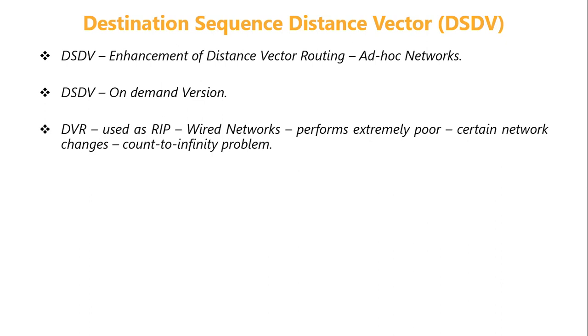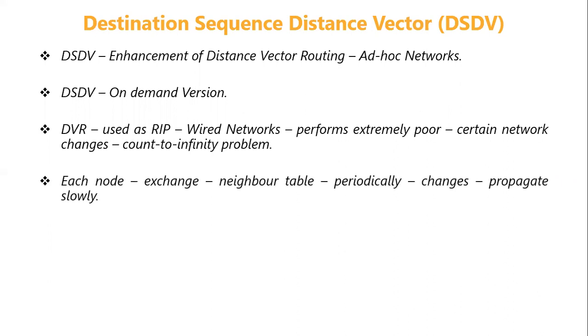Distance vector routing is used as the RIP protocol, routing information protocol, in wired networks. It actually performs extremely poorly with certain network changes due to the count to infinity problem. So when some network parameters change, this distance vector routing algorithm creates a problem, and that problem is called the count to infinity problem.